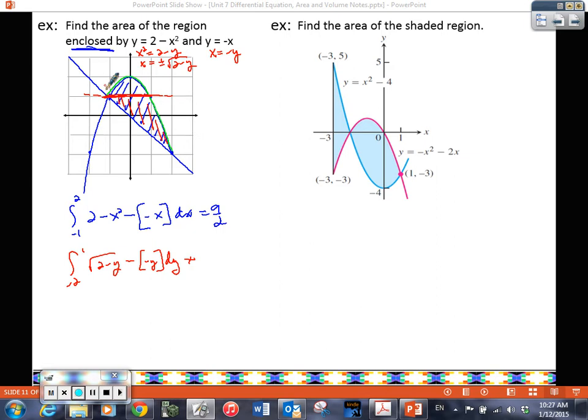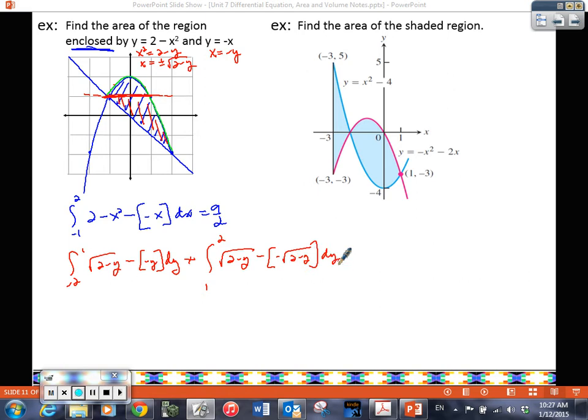See, I'm comparing horizontally. When I look horizontally, this one is bigger, that one is smaller. So this one is represented by the positive one. I'd have to go from 1 to 2. So the positive one is the square root of 2 minus y, minus this side, which is represented by the negative radical, the negative 2 minus y dy.